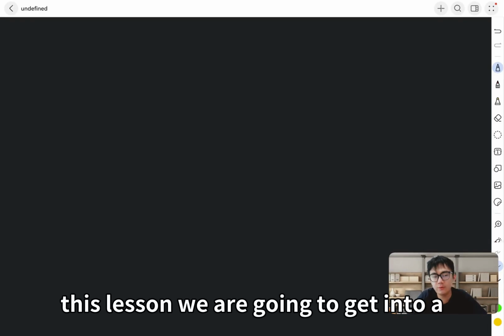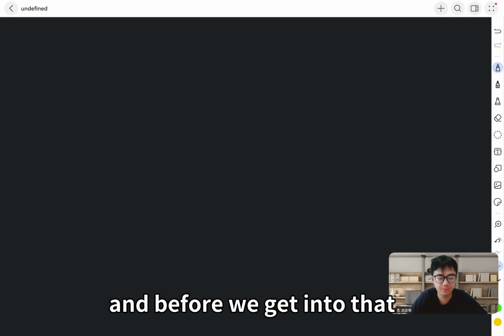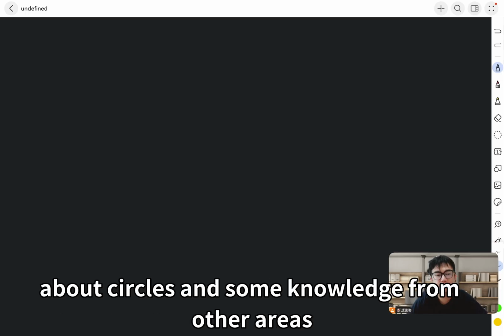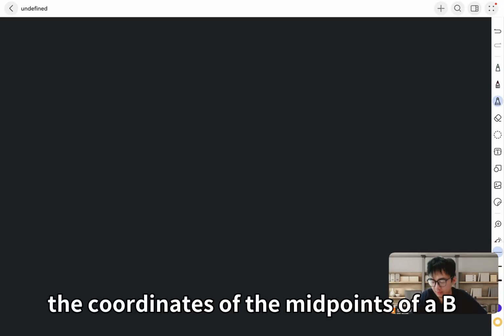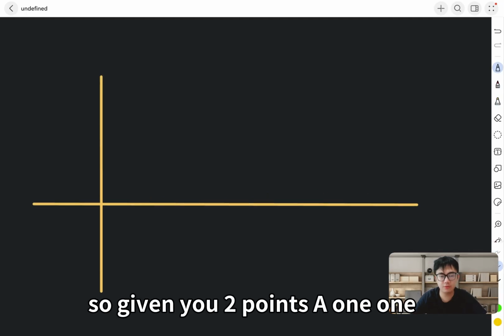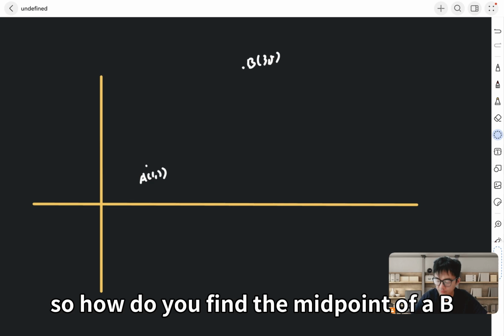In this lesson we are going to get into a new big chapter about the equation of a circle. Before we get into that, we need to cover some basic concepts about circles and some knowledge from other areas. The first thing is, how do you find the coordinates of the midpoint of AB in a coordinate system? Given two points A (1, 1) and B (3, 5), how do you find the midpoint of AB?